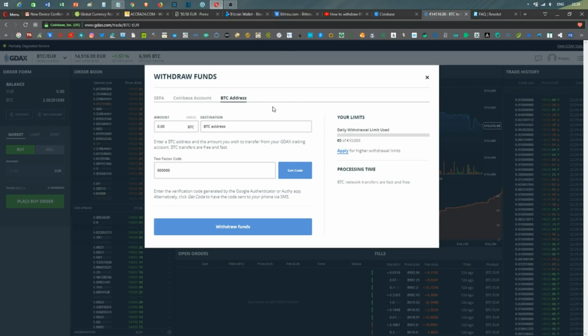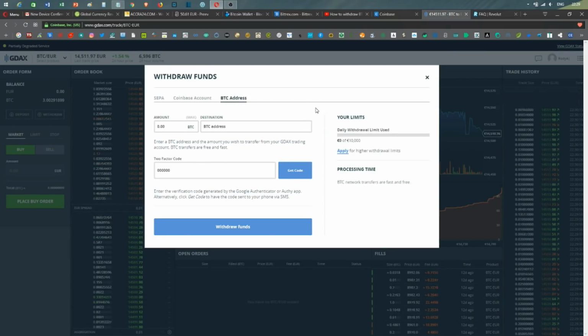Then you will use the BTC address. Here it's very simple. You just specify the amount of BTC you want to send. You copy and paste the desired BTC address that you want your funds to be sent to, and of course you just need your 2FA code for confirmation before you can withdraw.